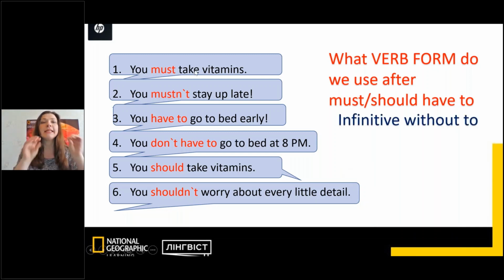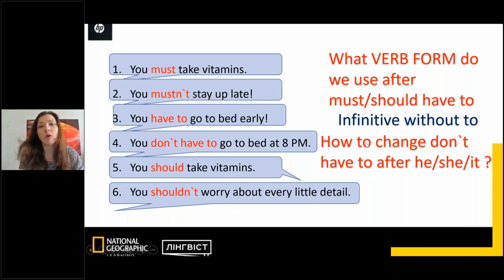You can see, you must take vitamins. You mustn't stay up late. Yeah, think about your parents, maybe. What advice, what rule for them? Yeah, you must help me, or you must cook dinner for me. So you just use must plus verb without anything. The same, you should. Remember your advice to that Lara. Yeah, you should go for a walk. You shouldn't worry about exams.